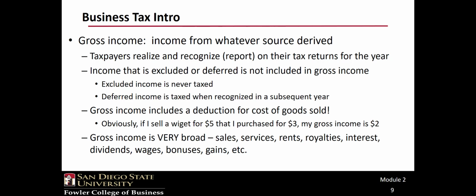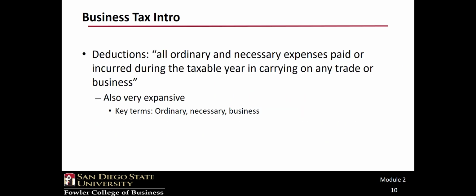The definition of gross income is a little quirky in that it includes a deduction for cost of goods sold. When it comes to deductions, the tax law is reasonably permissive with respect to the deduction of expenses, so long as they are business expenses. Personal expenses, of course, are not deductible.